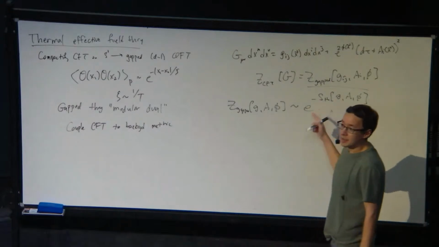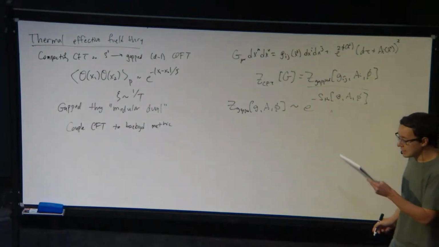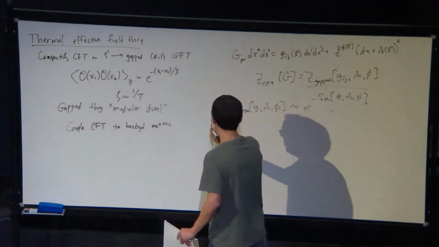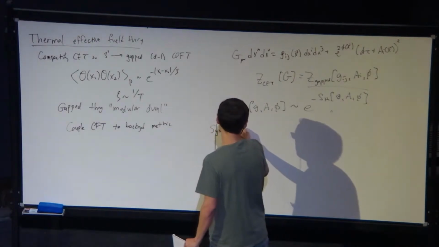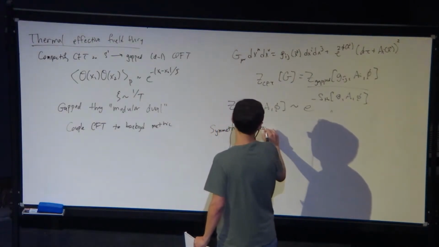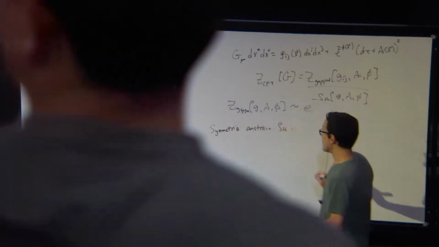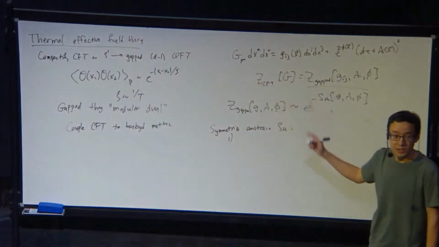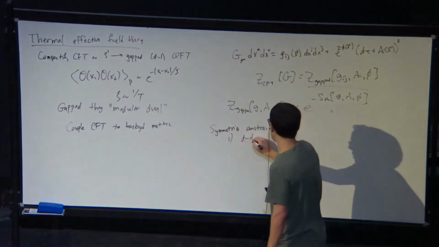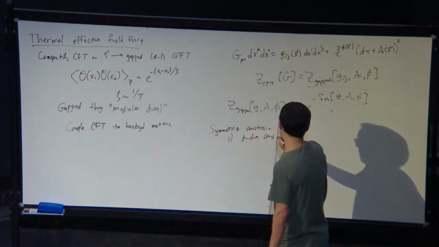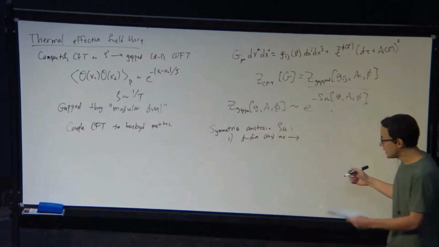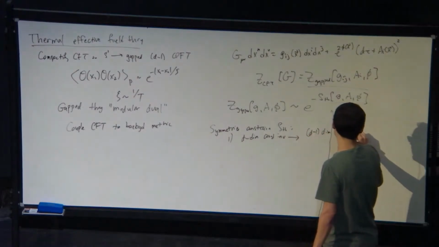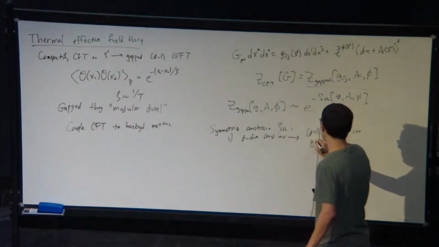And the way we're going to make our money from this thermal effective action is that it is highly constrained by the symmetries. So symmetries constrain S thermal. Here are some symmetries that we have. One is that we have d-dimensional coordinate invariance in the original CFT. And in the usual Kaluza-Klein compactification, this translates to d-1 dimensional coordinate invariance in the metric and gauge invariance.